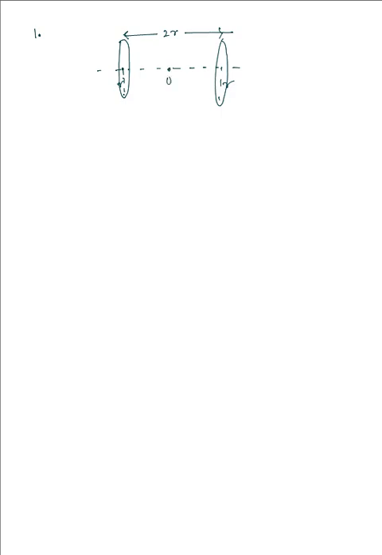Now, in the coil P, it has mentioned that the current flows in the clockwise sense. So this is the coil P and this is the coil Q. And in the coil P, the current flows in the clockwise sense. And then in the coil Q, it flows in the counterclockwise or the anticlockwise sense. Now, the magnitude of the field at the point O is to be determined.